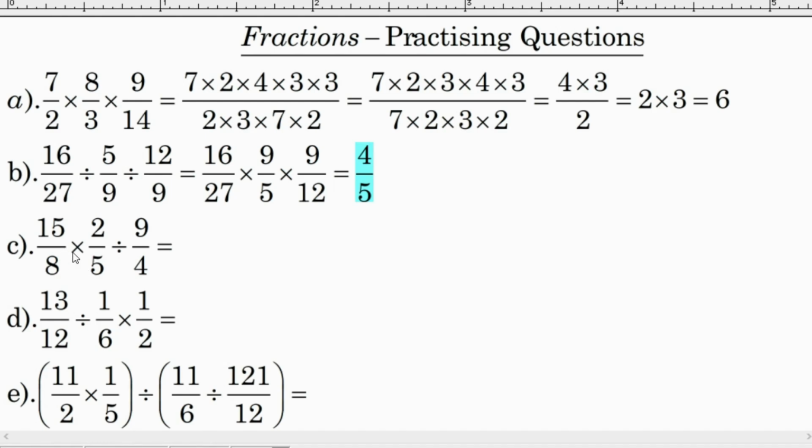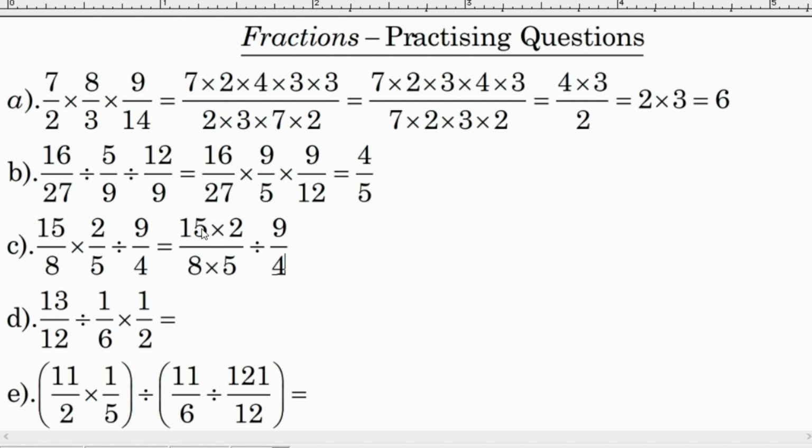We have multiplication and division mixed together. So now I will calculate from left to right. Okay, so then we have 15 multiplied with 2, and then 8 multiplied with 5, and then divide 9 divided by 4.